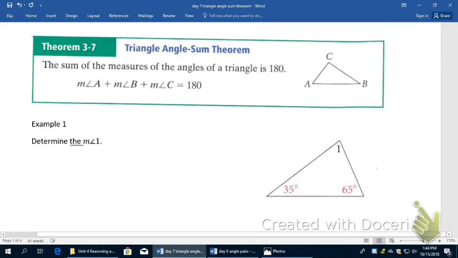Alright, this is going to be triangle angle sum theorem. Here's the very first thing. The triangle angle sum theorem states that the three interior angles of a triangle must always add to 180 degrees.